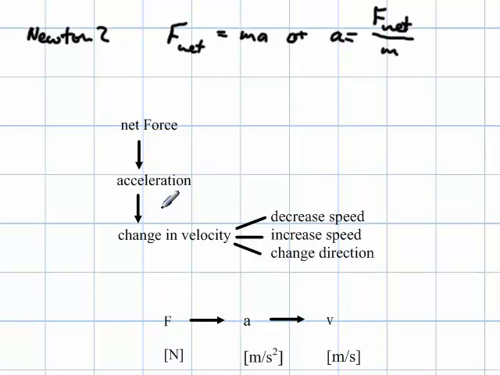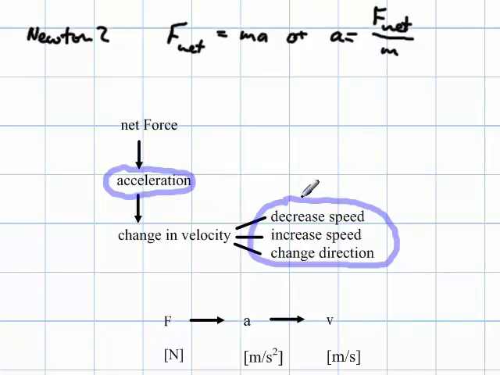I just want to point out especially that an acceleration produces a change in velocity, which then means decrease in speed, increase the speed, or change direction, because velocity means speed with direction. So if I change the velocity with an acceleration, I either decrease the speed, increase the speed, or change the direction.